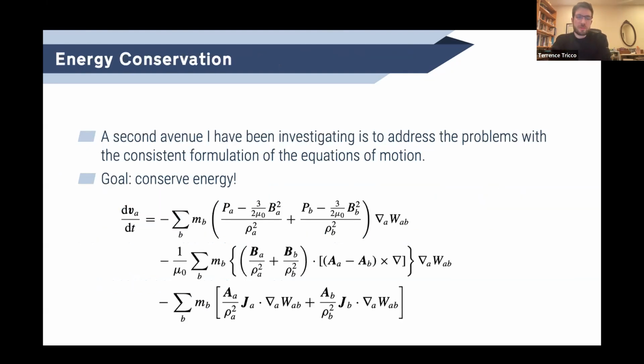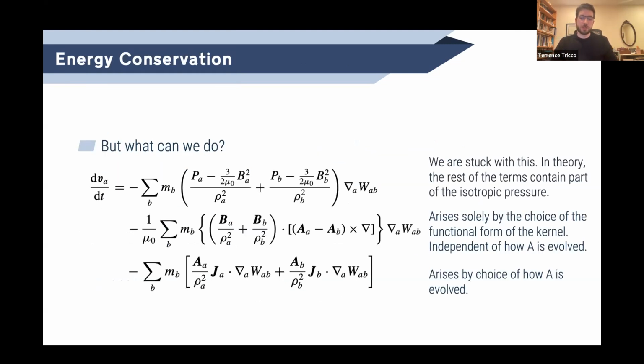The second avenue I've been investigating is to address the problems with the consistent formulation of the equations of motion, with the goal of conserving energy. Right? We have these three terms here. What levers do we have to pull to try to address some of the problems here? This first term, this negative pressure, we're kind of stuck with. In theory, the rest of the terms contain part of the isotropic pressure which balance this. That's not necessarily true in practice, but it is true in theory.